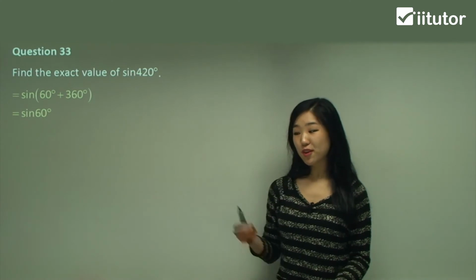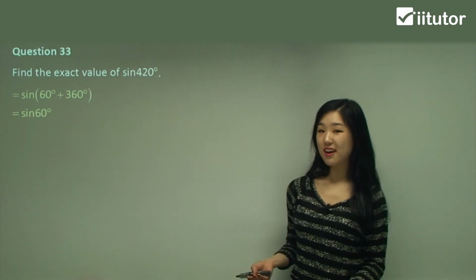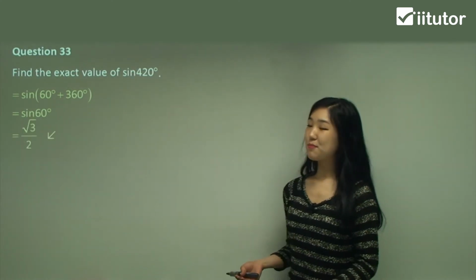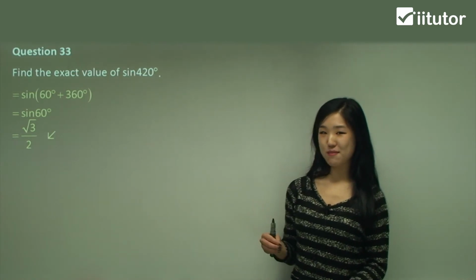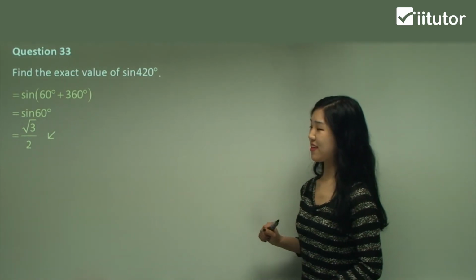So look back at your exact value table. What is sine 60? Simply root 3 on 2. Hope some of you do remember this. That was question 33.